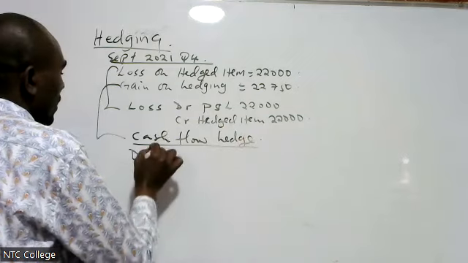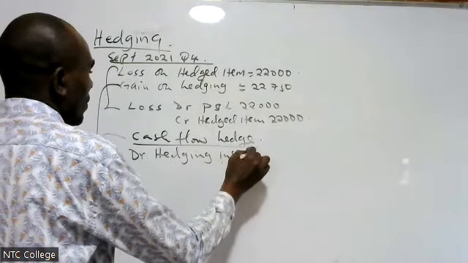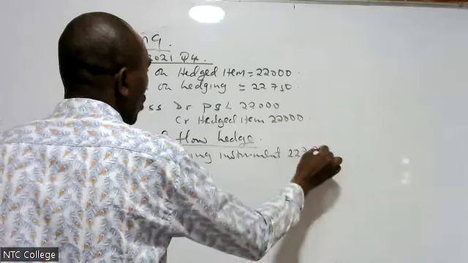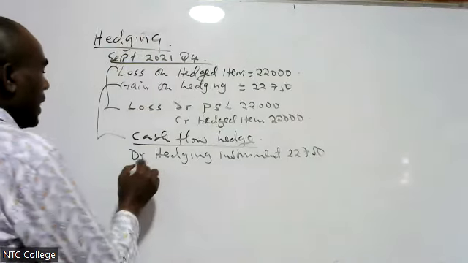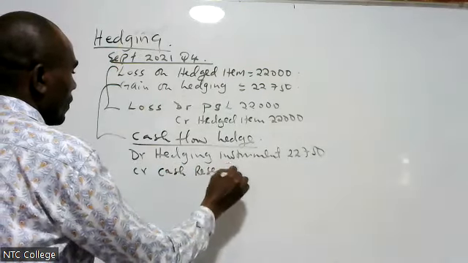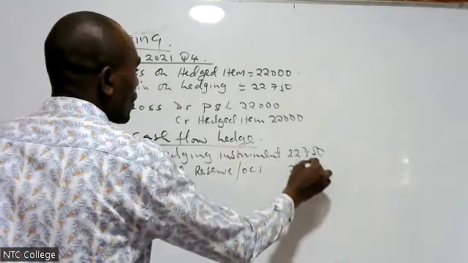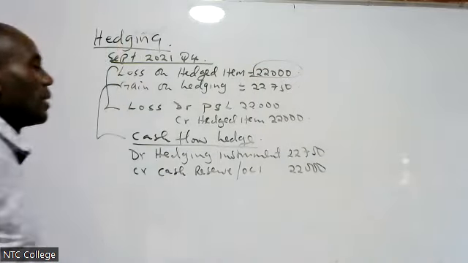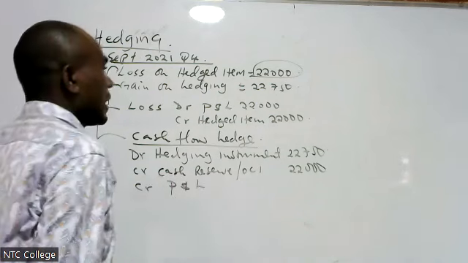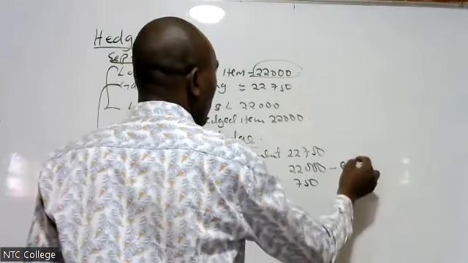Therefore, what do I do? I'm going to debit hedging instrument with 22,750, the total of the profit. Then I'm going to credit my cash flow reserve or OCI with 22, the total loss, which is 22 million. Then I also credit P and L with 750. This is what we call the effective portion.